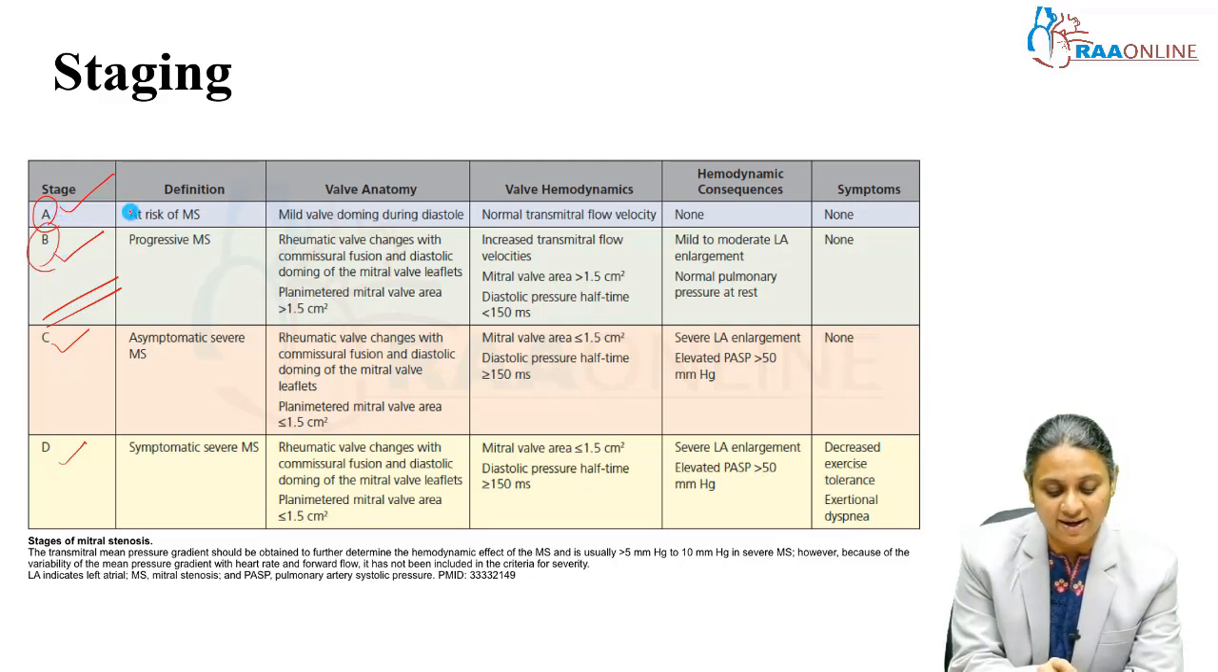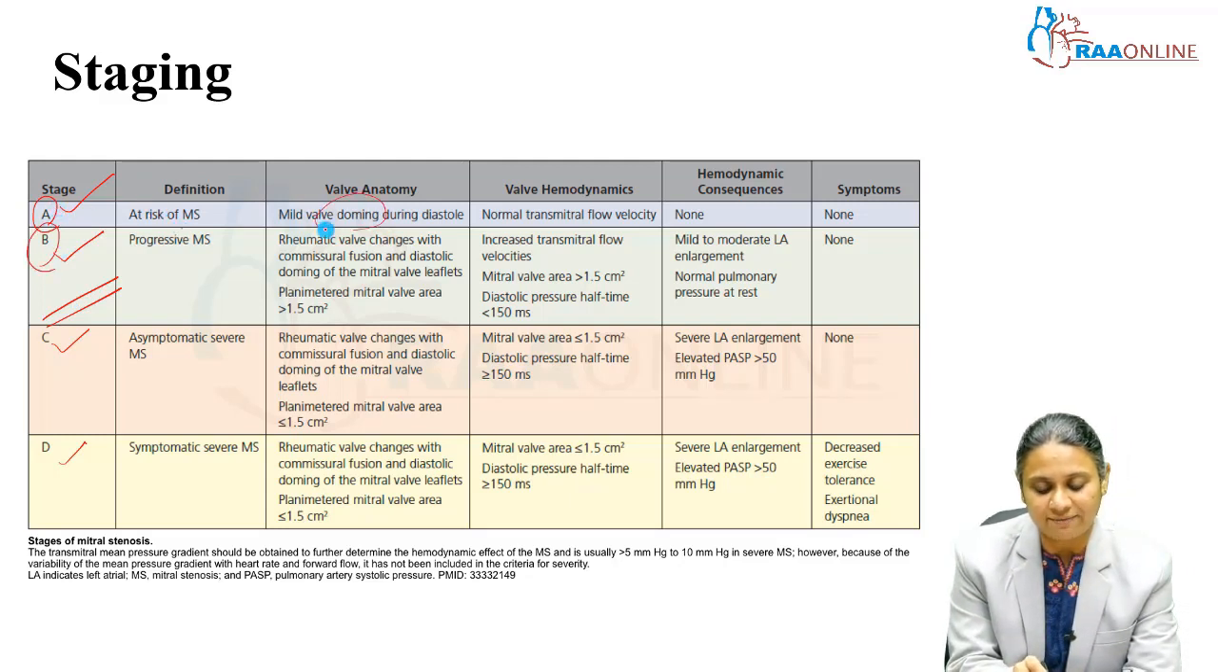So, what is A? At risk for MS: the mitral valve is affected, that is seen by doming movement of the anterior mitral leaflet during diastole, but the flow velocity is normal, that is, no increased pressure across the mitral valve, and LA pressure is normal. They are asymptomatic and there are no hemodynamic consequences. They are for follow-up every 3 to 4 years by echo.